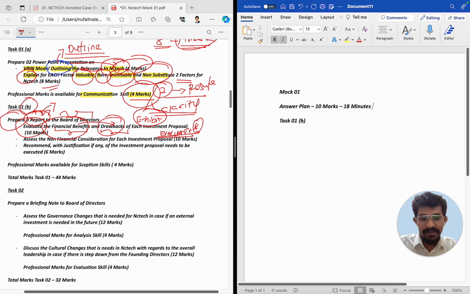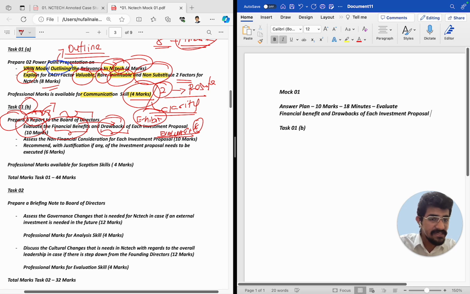Now students, I have to be very careful about the verb, that is evaluate, because they are asking for financial benefits and drawbacks. Financial benefits and what, students? Drawbacks of the performance of each investment proposal. Of each investment what, students? Proposal. Just keep that in mind.